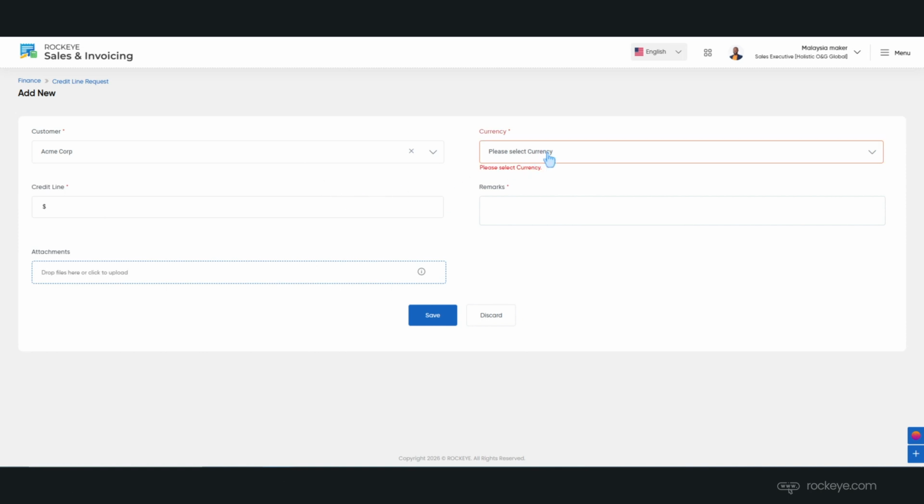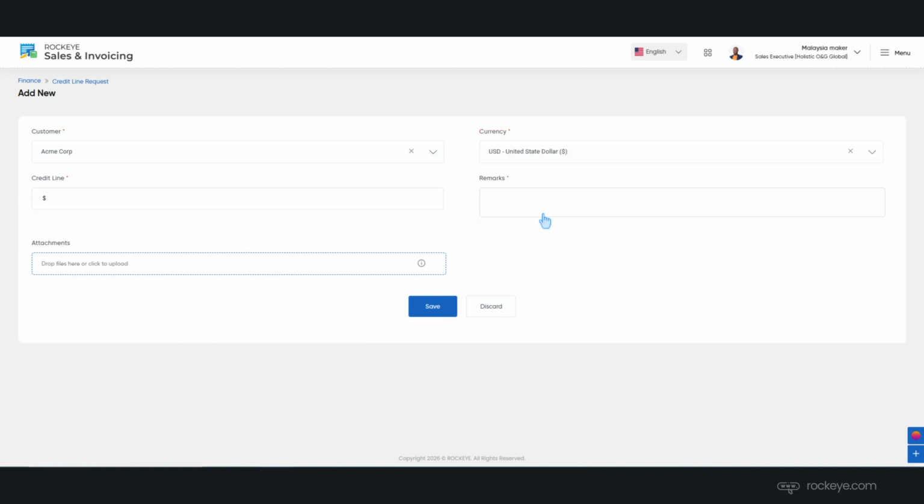Currency determines the specific monetary unit applied to this customer's global credit limit. Credit line specifies the proposed maximum balance permitted for the customer's trading account. Remarks provide the business justification necessary for credit analysts to evaluate and validate the request.